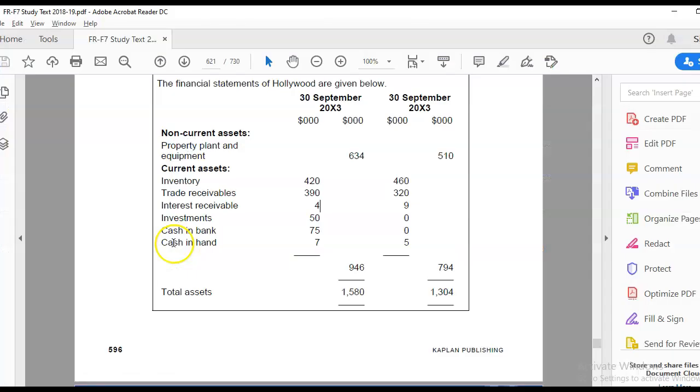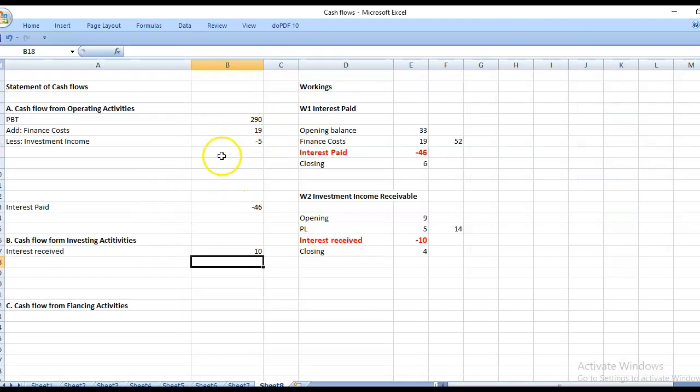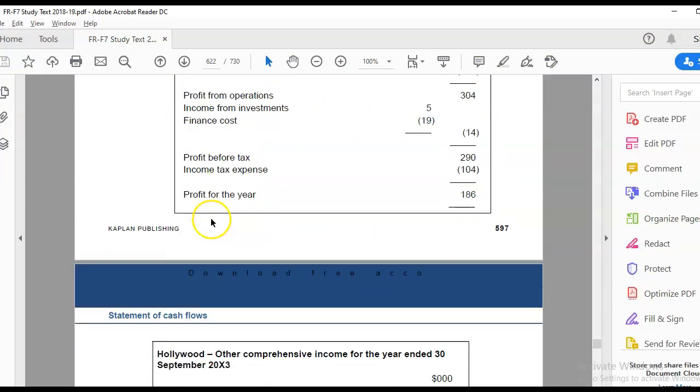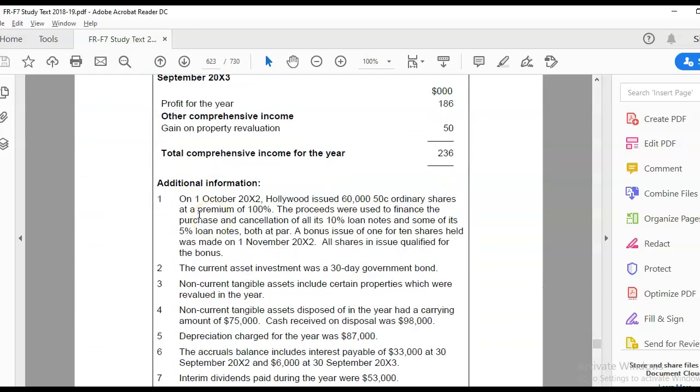Now, moving further, I've already catered the first 2 lines, the PBT, and after this I'll read the notes and cater the adjustments as and when an adjustment arises. So, on 1st October 2012, Hollywood issued 60,050 cents ordinary shares at a premium of 100%. When they say at a premium of 100%, it means they got 1 cent for each share. The proceeds were used to finance the purchase and cancellation of all of its 10% loan notes and some of its 5% loan notes, both at par.